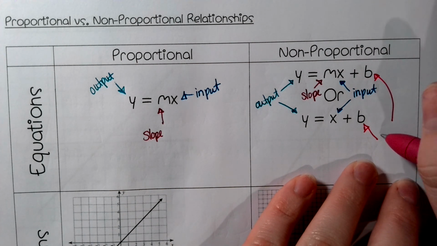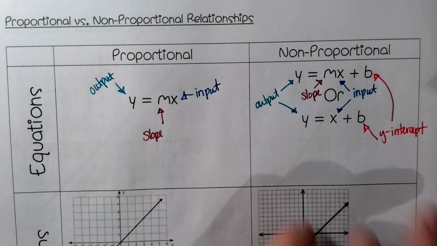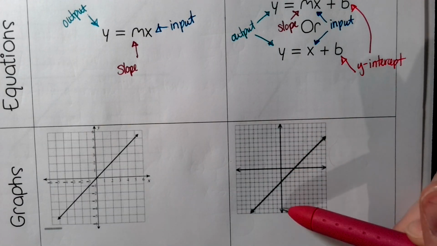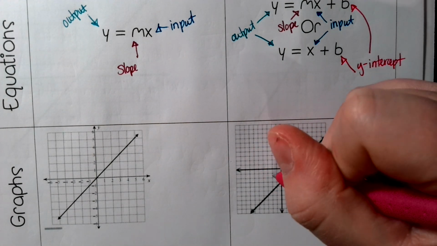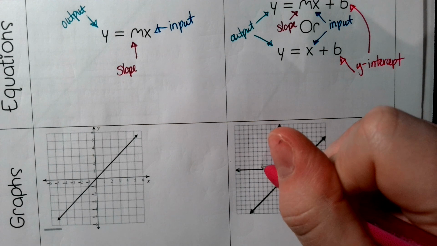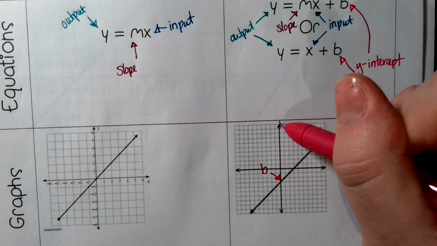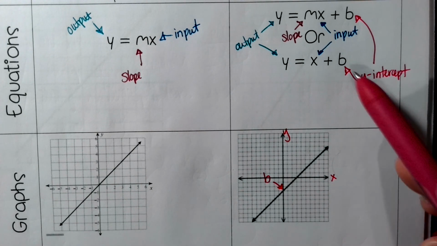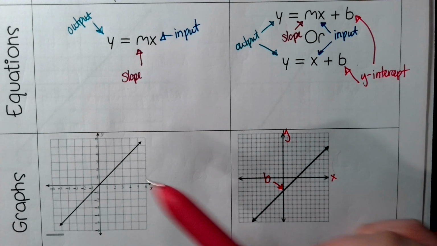The b is the y-intercept. The y-intercept is where on your graph, where your line crosses that y-axis. This point right there, that would be my b, where my graphed line crosses the y-axis. Non-proportional relationships have a b.